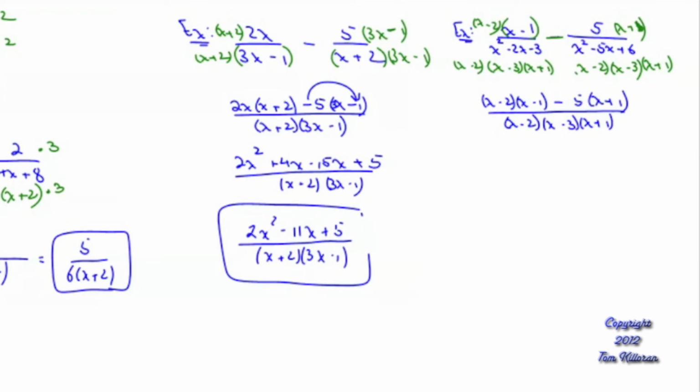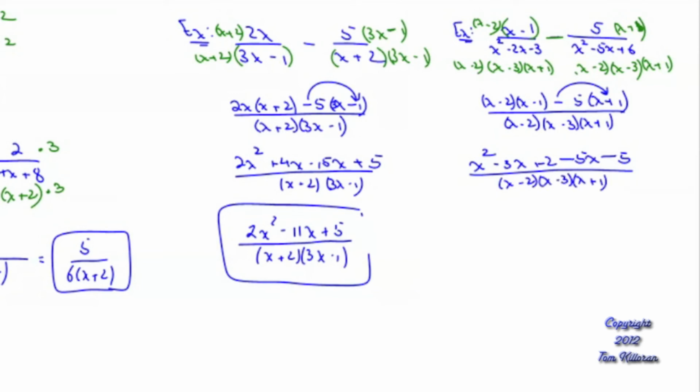FOIL the first two out, you get x squared. We can't cancel? Cancel what? Nothing, because we're not multiplying, we're subtracting. If there's pluses and minuses, don't even say the word cancel. It's going to be x squared minus 3x plus 2 minus 5x minus 5, minus that 5 because it's negative 5 times a positive 1, all over x minus 2, x minus 3, x plus 1.